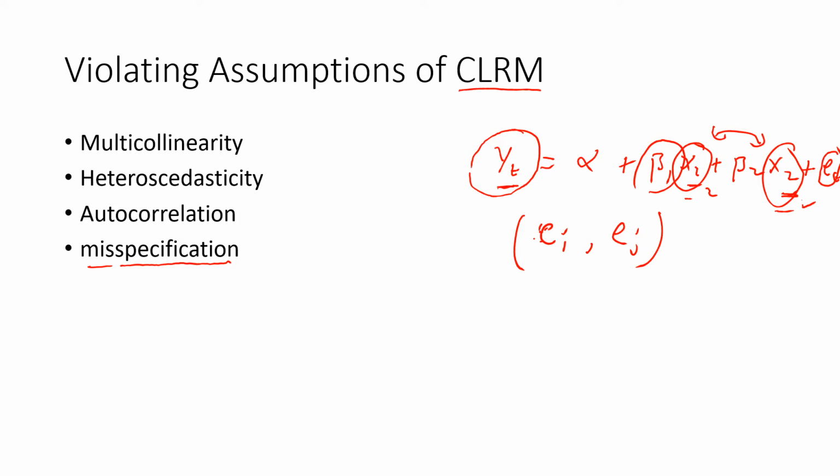Now from now on we will try to cover what will happen if any of these assumptions is violated. If these assumptions are violated, we can have the problem of multicollinearity, the problem of heteroscedasticity, the problem of autocorrelation, and we may misspecify the model, and we will cover how we need to correct these models.